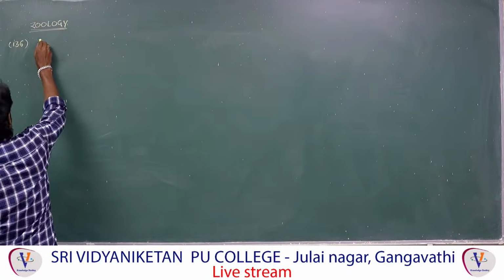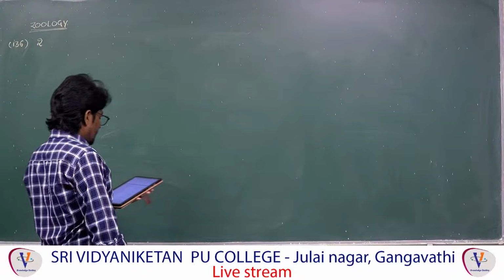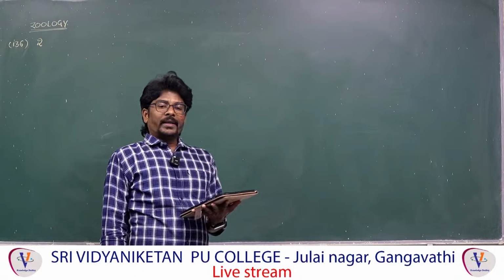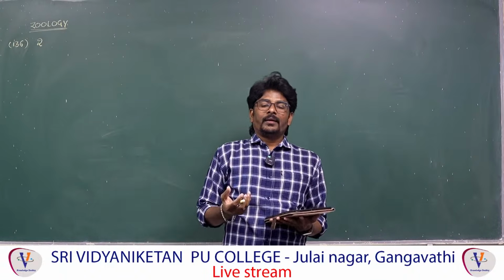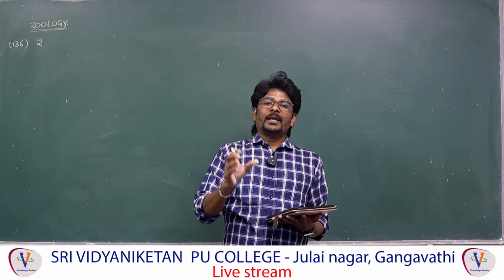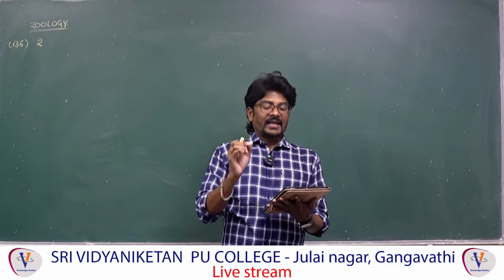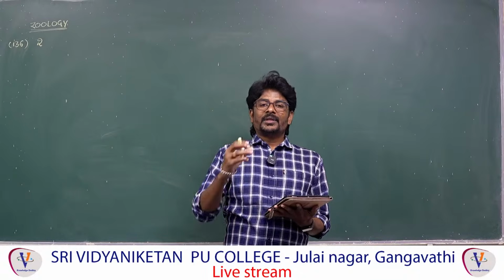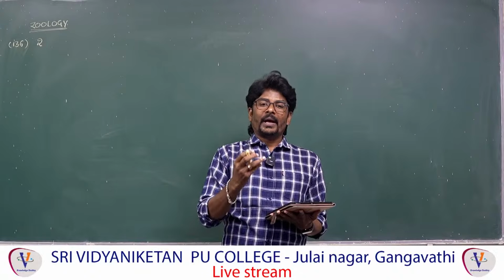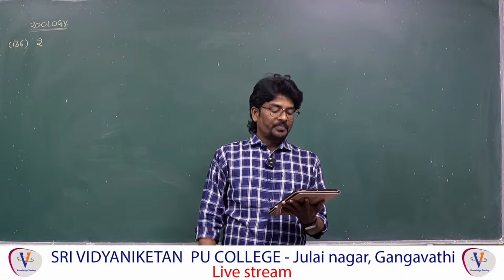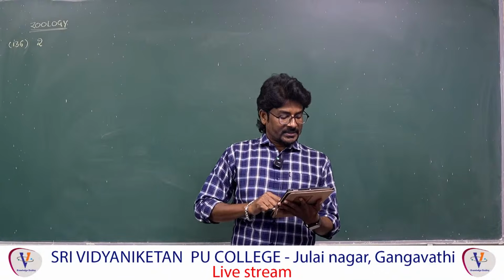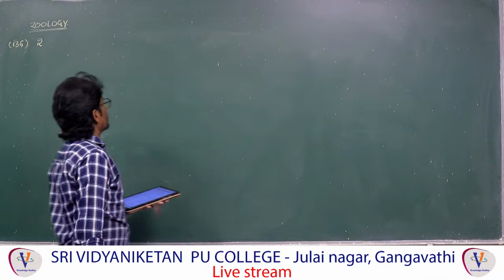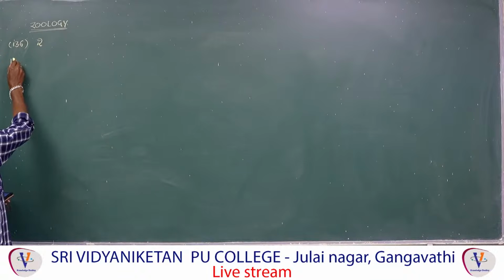So, the correct key answer is the second option. Sir, why not option 1? Chemical evolution theory was experimentally proved by Stanley Miller, but the theory was explained by Oparin and Haldane. So, option 2 is the correct answer for question number 136. Next, question number 137.